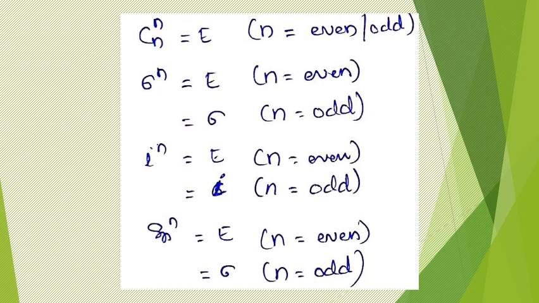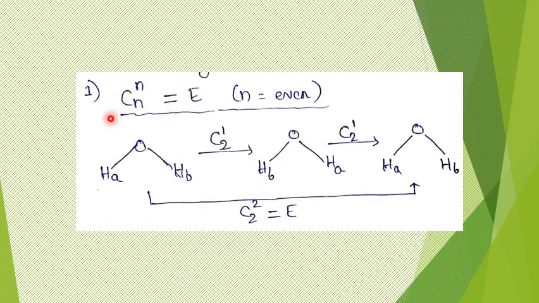Okay, let's begin. So first one, Cn raised to n is E. This refers to any proper axis operation, if it is repeated n number of times, where n is equal to the order of the axis. In such a case, this results in E when n is even. That point is being seen here.